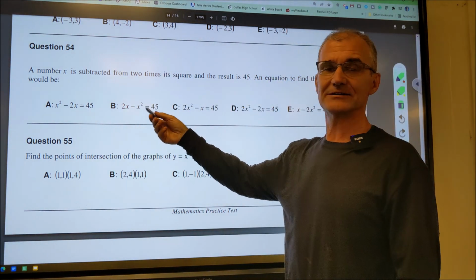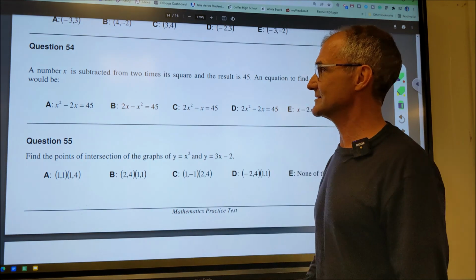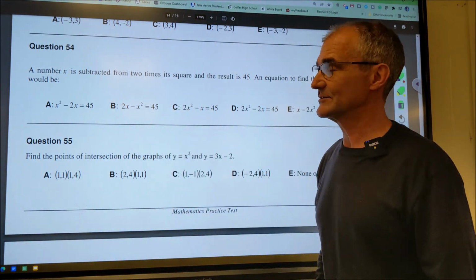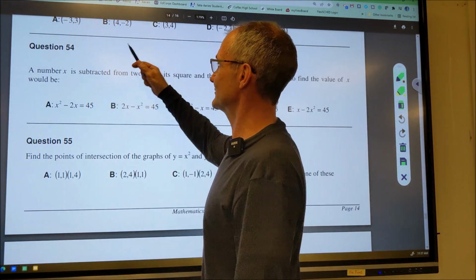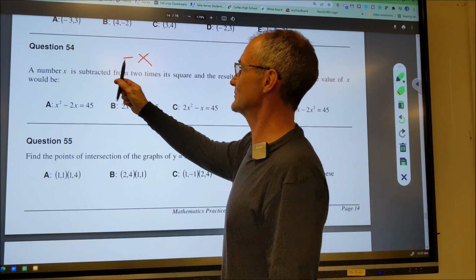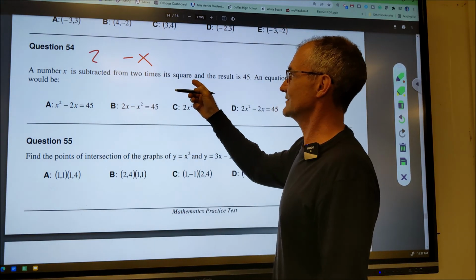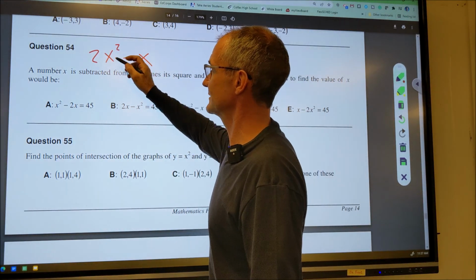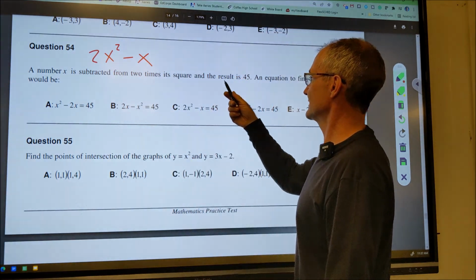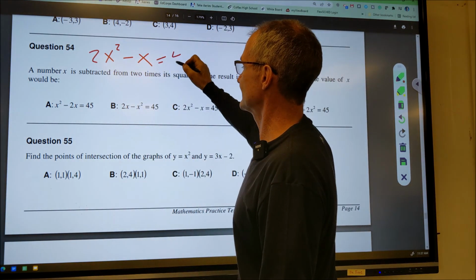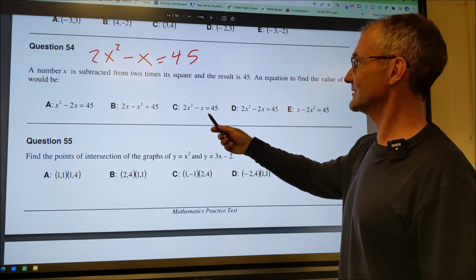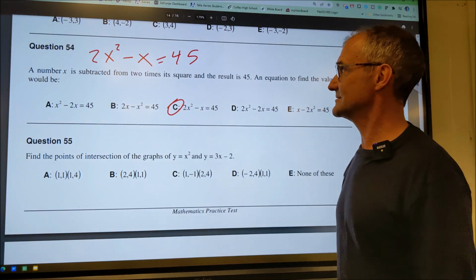Number 54, a number x is subtracted from 2 times its square. I don't know if I could just go down here and find it through a process of elimination. I think I'm just going to transfer this sentence into an equation. A number x is subtracted, so I have x is subtracted from 2 times its square. So there's its square. 2 times its square, and then I subtract x from it, is 45. So there's my equation there. And let's see if I have that anywhere here. There it is. Answer C.